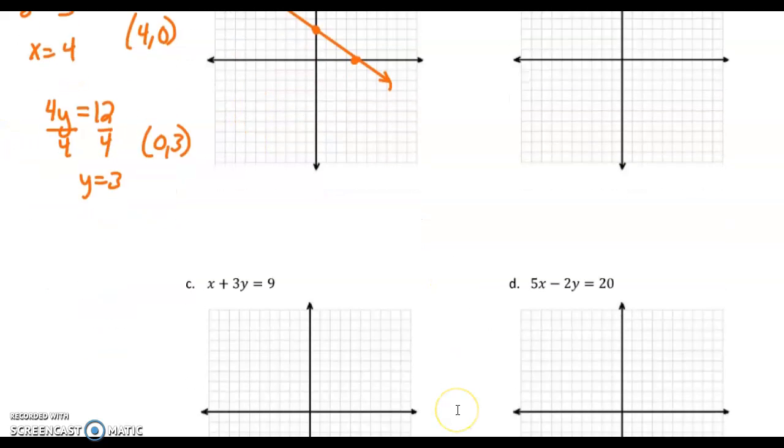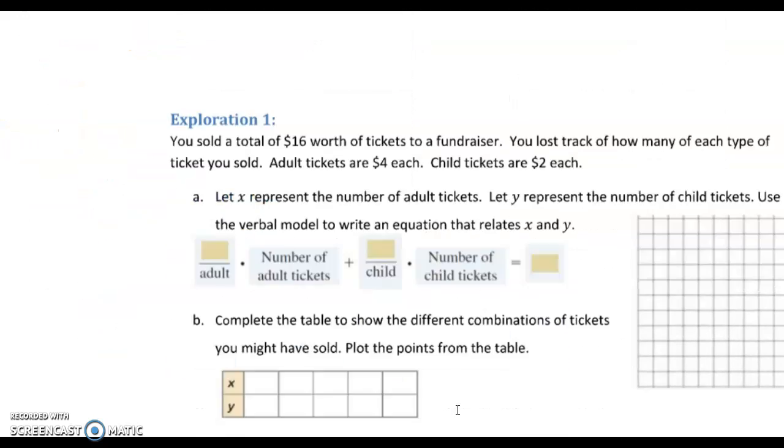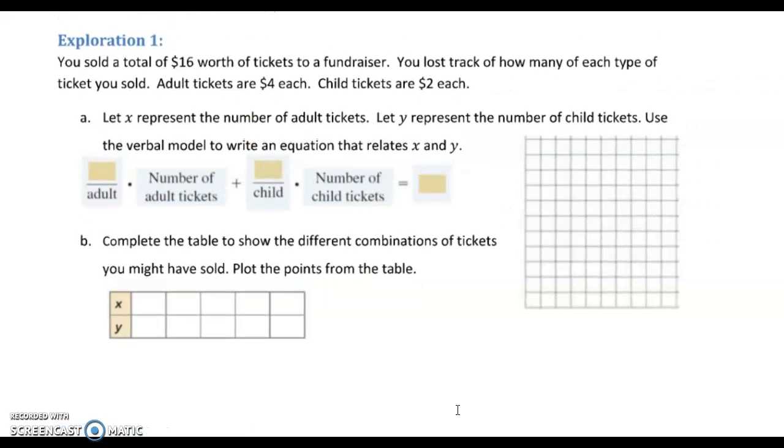So let's go ahead and see what else we've got going on here. Let's do this word problem. Exploration 1. You sold a total of $16 worth of tickets to a fundraiser. Okay, so that's the total amount of tickets you sold. You lost track of how many of each type you sold. Adult tickets are $4, child tickets are $2.